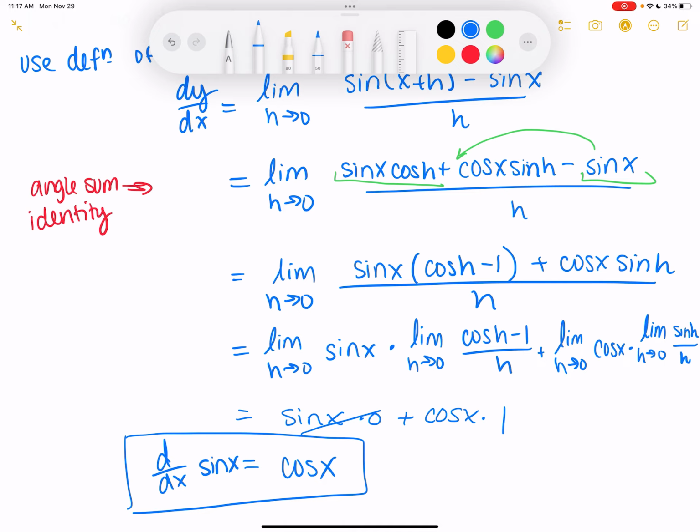This is in total called the angle sum identity? No, just this step. The step that got us from here to here. What is that step again?